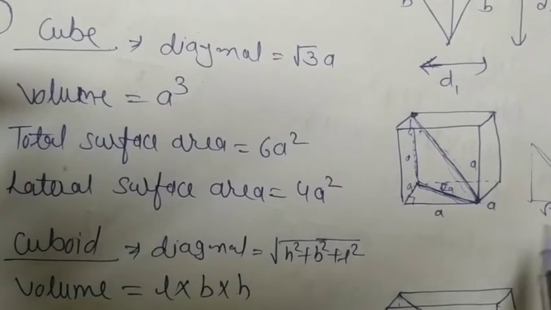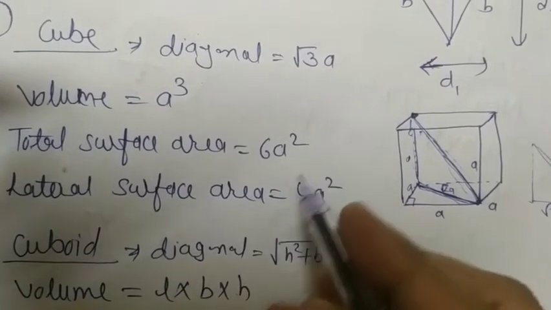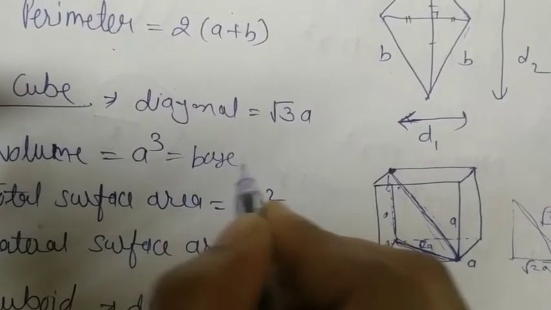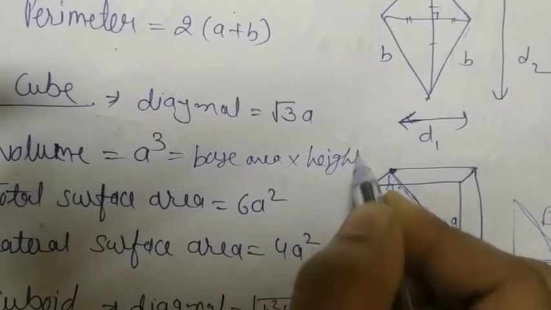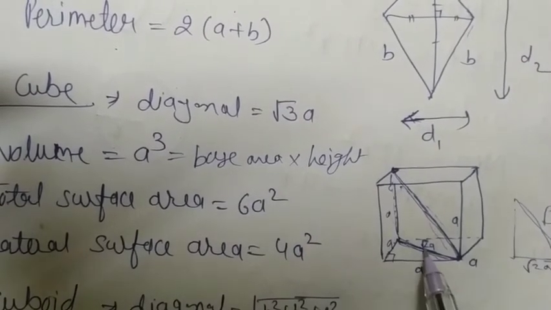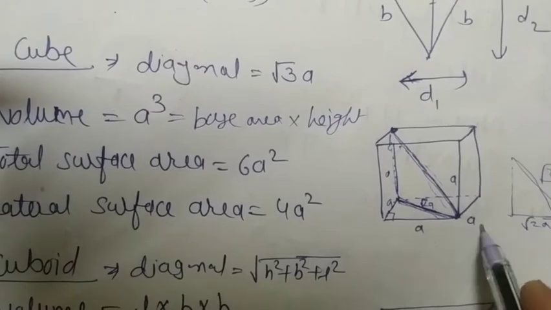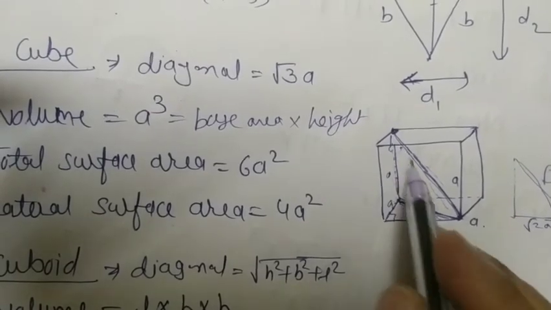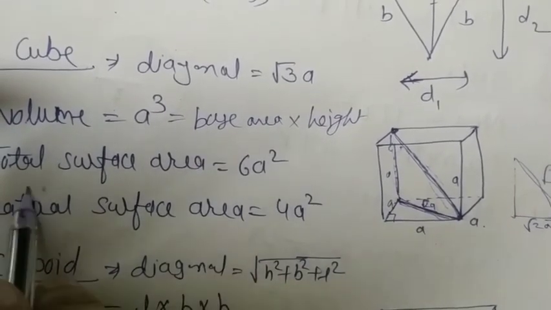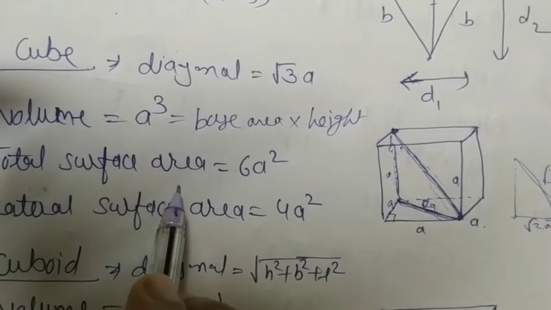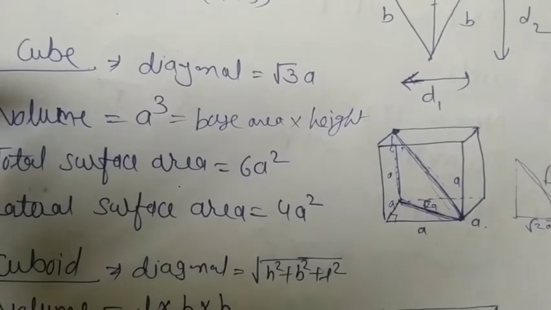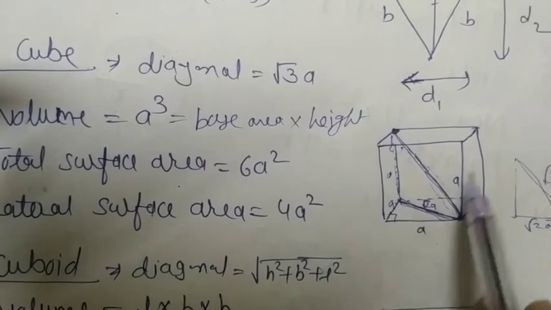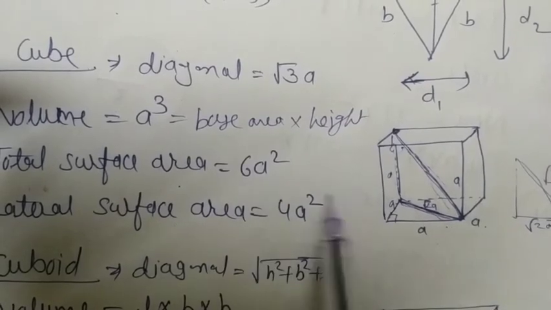And what is the volume? You can easily find the volume by the base area into height. What is the base area here? The base area is A into A, A square, and height is also A. That's why A cube. The total surface area. Total surface area means all faces, top and bottom also. So there are 6 faces and the area of each face is A square, so 6A square.